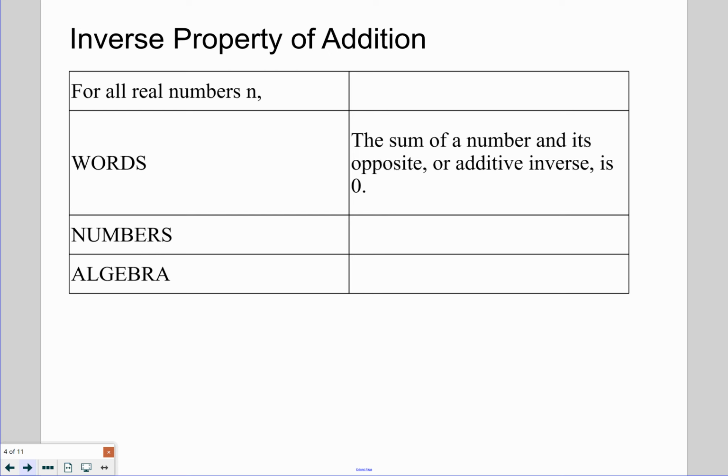Let's go with Chris. Your favorite number? 652? You got it, man. You thought you were going to get me? I got you. 652 plus negative 652 is 0. This is called the inverse property of addition.